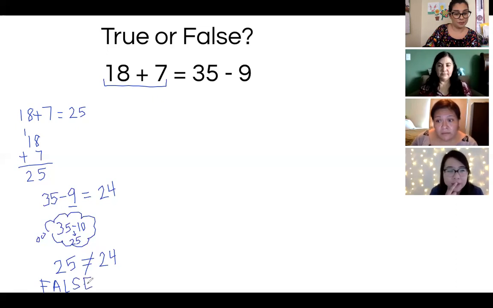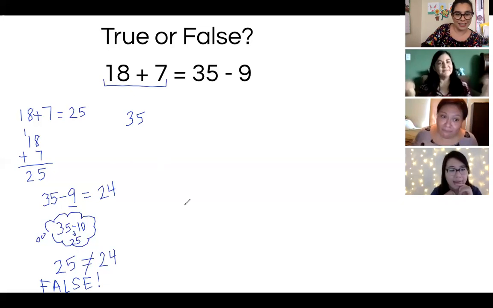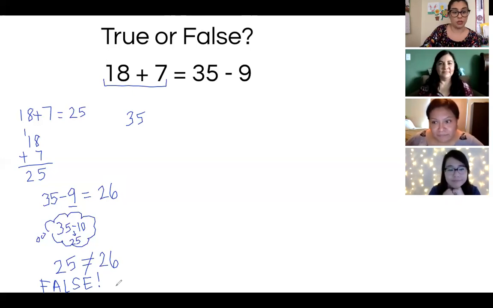Is it 24 or 26? Am I wrong? Is 35 minus 9 24 or 26? Oh, that's a great question, let's check our answer. So let's see, 35. And then let's count back. Thank you, Ms. Rosales. 35, 34, 33, 32, 31, 30, 29, 28, 27, 26. You are correct. Thank you, Ms. T, for helping me out. It's okay. I was a little confused myself. I was like, oh no, did I count it wrong? So making sure that we're using our strategies to double check, right? So 26, but still 25 is not equal to 26. So she's saying the answer is false.